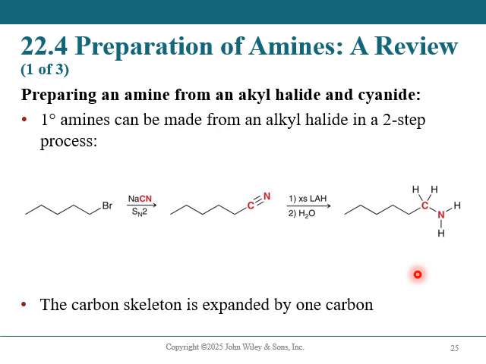Primary amines can be made from an alkyl halide in a two-step process. So we first add the cyanide ion, then we add an excess of our reducing agent, lithium aluminum hydride, and water for those protons that we're going to need. And that would lead you to a primary amine, as you can see here. The carbon skeleton is expanded by 1. So that's one of the things that's unique about this specific reaction.